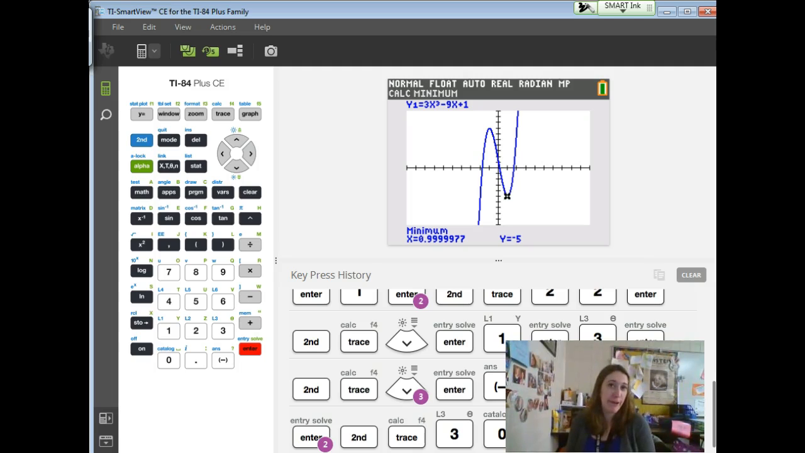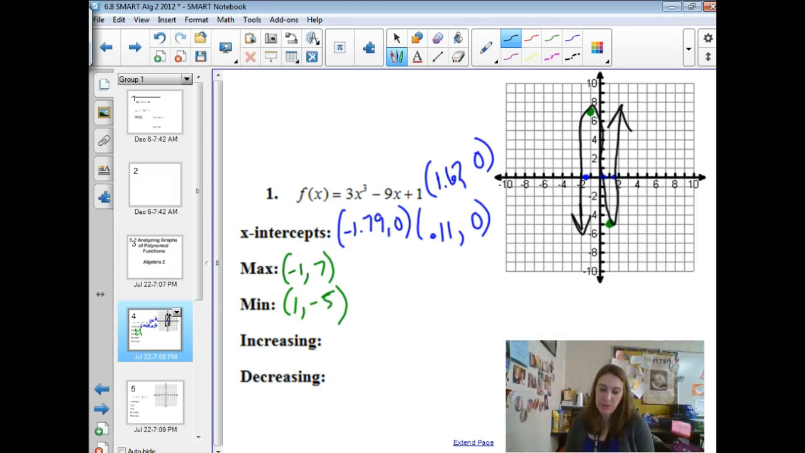I have the ability to do that because I'm your teacher and I have technology. Alright, so the next question is, when is your function increasing versus when is it decreasing? And what I'm asking you for, you might want to make a note of this in your notes. These are domain intervals.